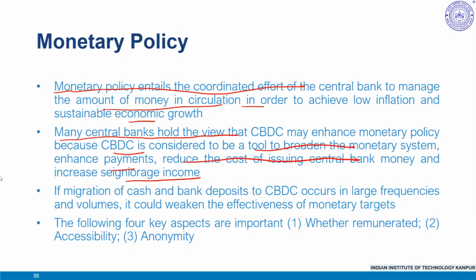Generally, when CBDC is introduced, some households and businesses would want to migrate some of their cash and deposits to CBDC. If migration of cash and bank deposits to CBDC occurs in large frequencies and volumes, it could weaken the effectiveness of monetary targets and also may weaken the lending channel and interest rate channel of monetary policy transmission. Cash to CBDC migration would affect monetary policy by increasing the fluctuation of money velocity and changing the revenue from seigniorage. While bank deposit to CBDC migration would affect monetary policy through the impact of CBDC on bank disintermediation and the fluctuation in commercial bank reserves with the central bank.